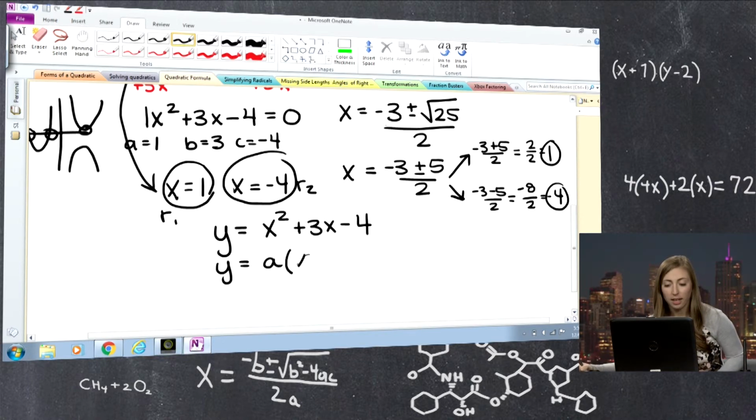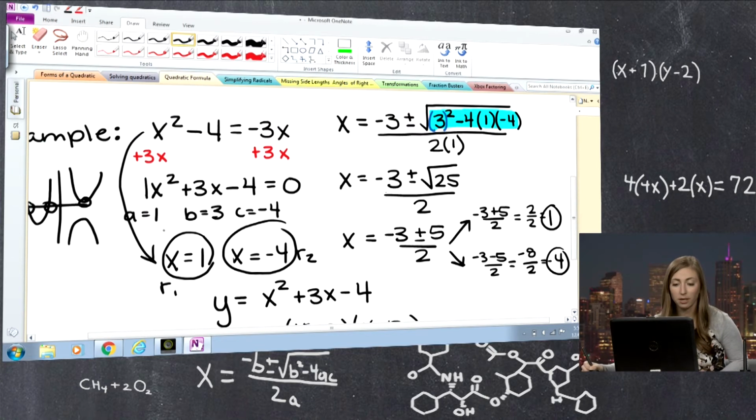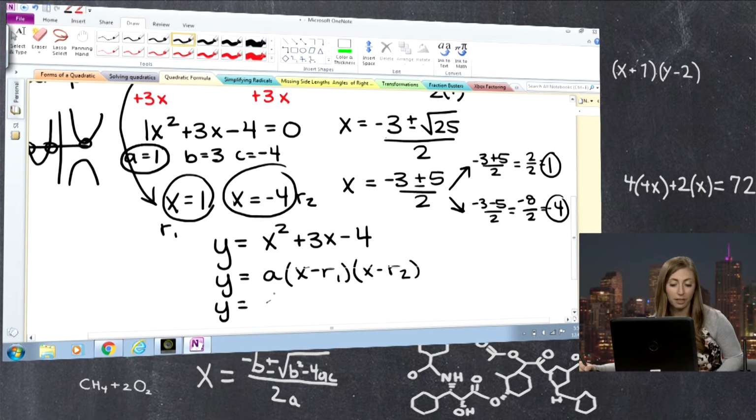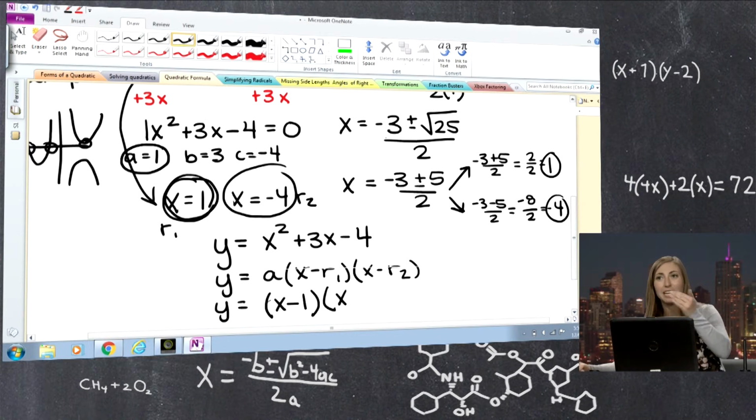I have A, I'm just going to remind you what it is first, R2. A, I actually know already from my standard form. Look back up here. Here's my A. I already know my A. So that's just a 1, and a 1 we don't really have to write. 1 times anything is just itself. Then I have x minus R1, so x minus 1, which was my first root. And then x minus -4, and minus -4 ends up being plus 4.